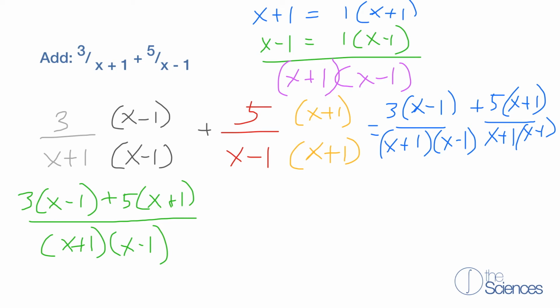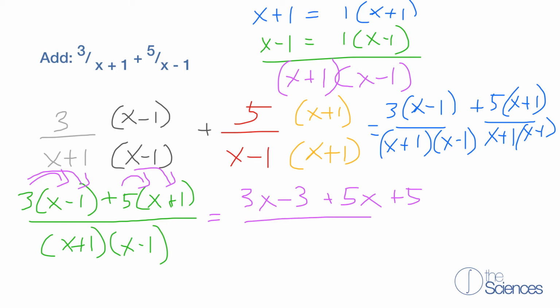So now we're going to distribute our 3's and we're going to distribute our 5's so that we get 3x minus 3 plus 5x plus 5 over (x plus 1)(x minus 1). So now what we have is 3x plus 5x is 8x, negative 3 plus 5 is 2, so plus 2 over (x plus 1)(x minus 1).